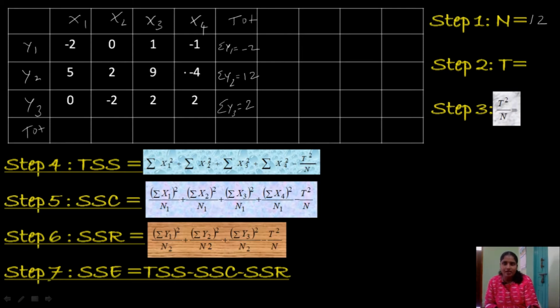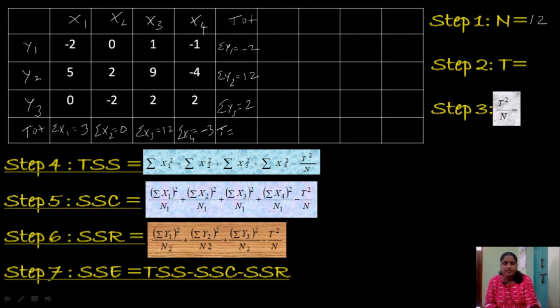So after adding all these values row wise, let me calculate the total along its column, that is sigma x1, that is minus 2 plus 5 plus 0, that is 3. Next sigma x2, 0 plus 2 minus 2, I get the value 0. Resulting value for the second variable x2 is 0. Next for sigma x3, that is 9 plus 1 is 10 plus 2 is 12. And for sigma x4, minus 1 minus 4, that is minus 5 plus 2, that is minus 3.